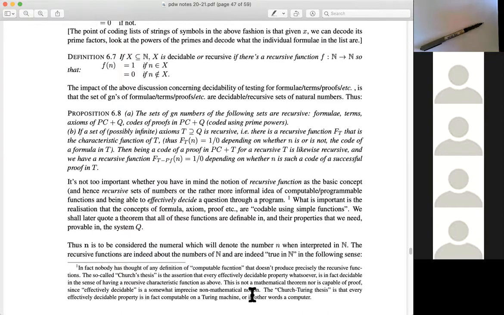So this isn't a mathematical statement. You can't prove the Church-Turing thesis because it talks about all kinds of effectively decidable or algorithmic properties that we might think of in our heads without actually saying what those are. And as we go through the next three lectures, it doesn't matter too much whether you have the idea of a recursive function as basic, or the idea of something just being computable as basic. Because if we accept Church's thesis, anything that's computable is recursive, and anything that's recursive is also computable.